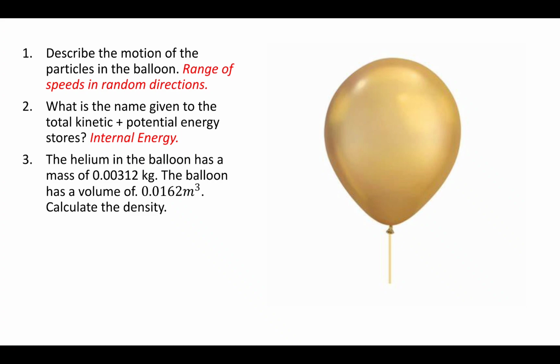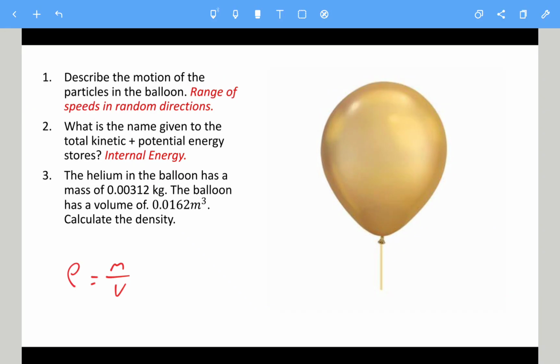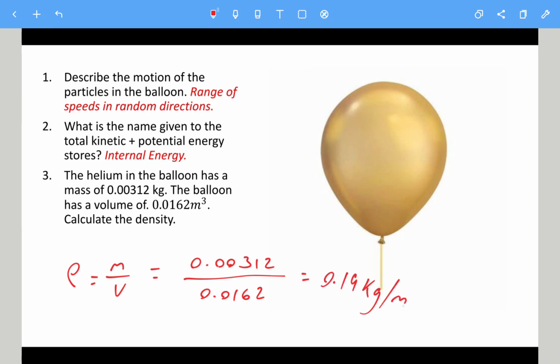And thirdly, a calculation question which we're going to look at. So density, this was lesson 2 in the particle model series. Density is mass over volume. So the mass is 0.00312 kilograms divided by volume of 0.0162 meters cubed. Put that in your calculator and that'll give you the density. And the density is 0.19 kilograms per cubic meter. The unit, obviously the mass is in kilograms, the volume is in meters cubed, so kilograms per meter cubed.